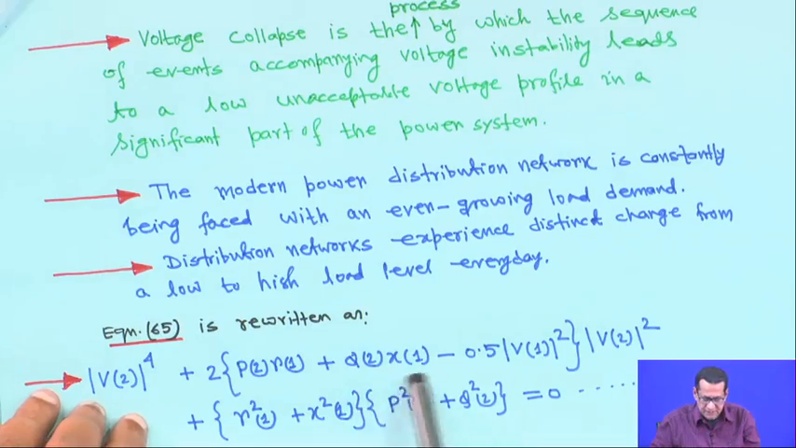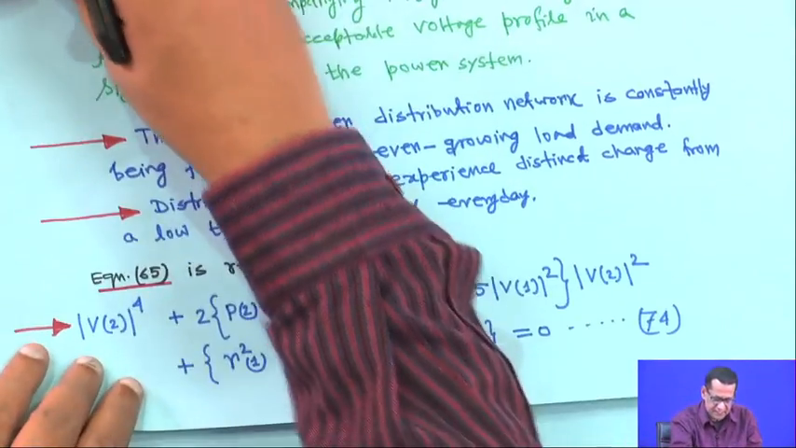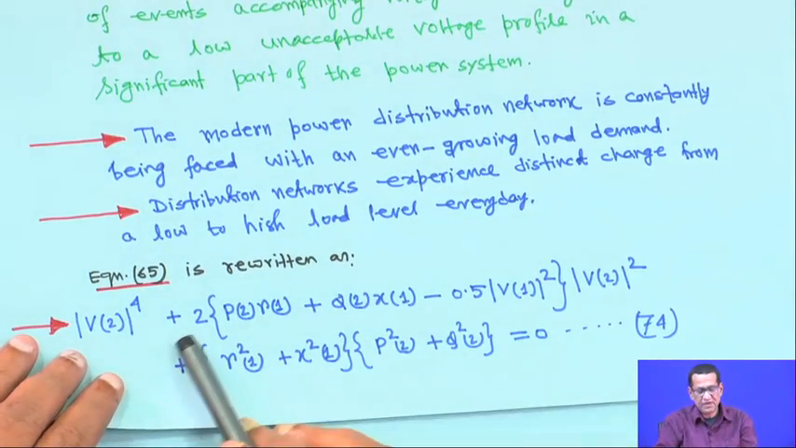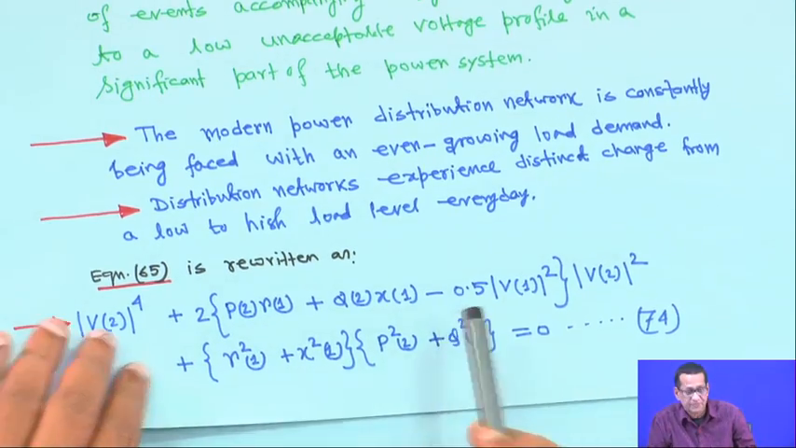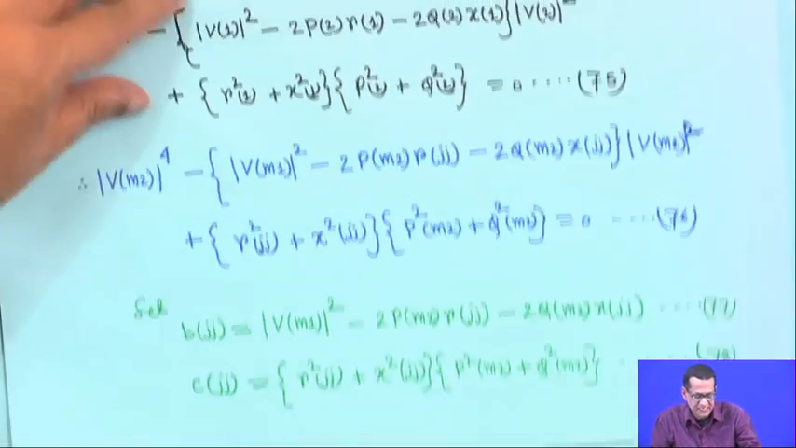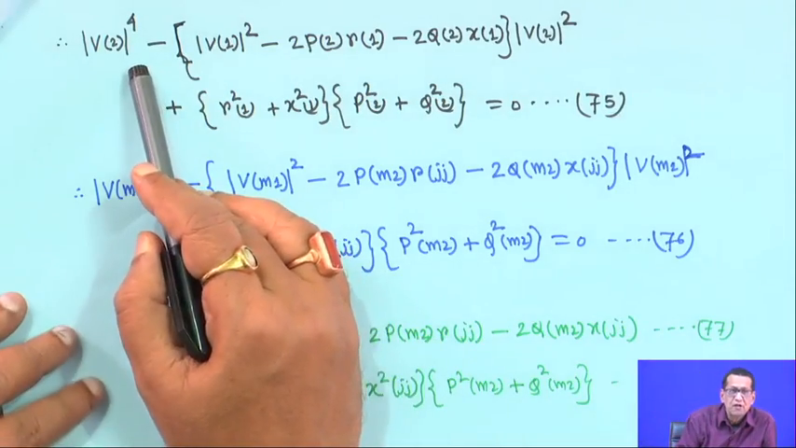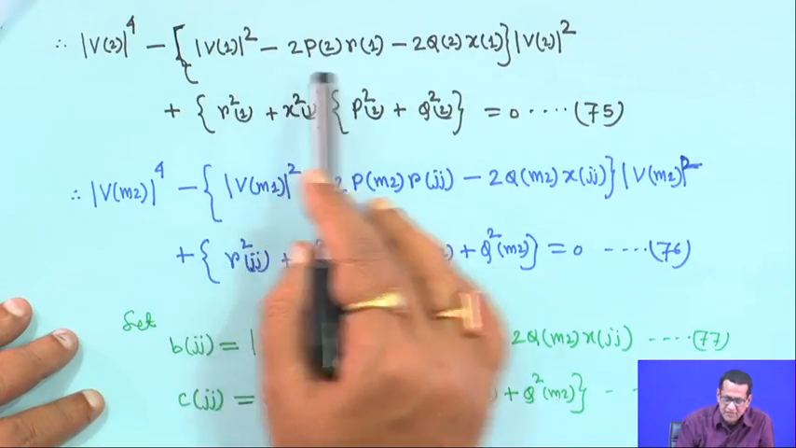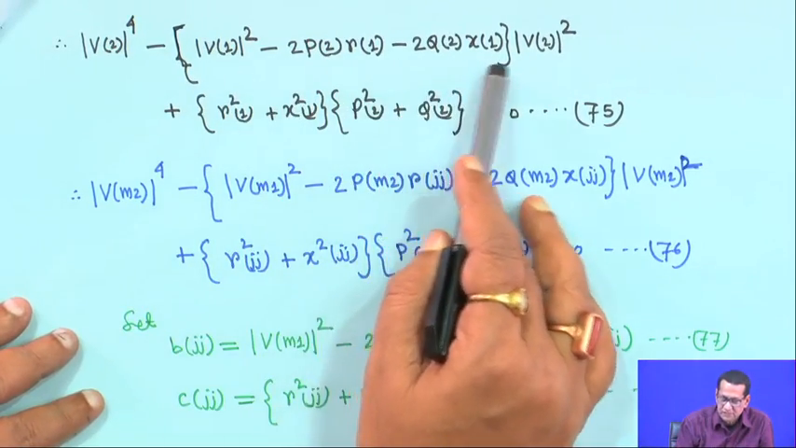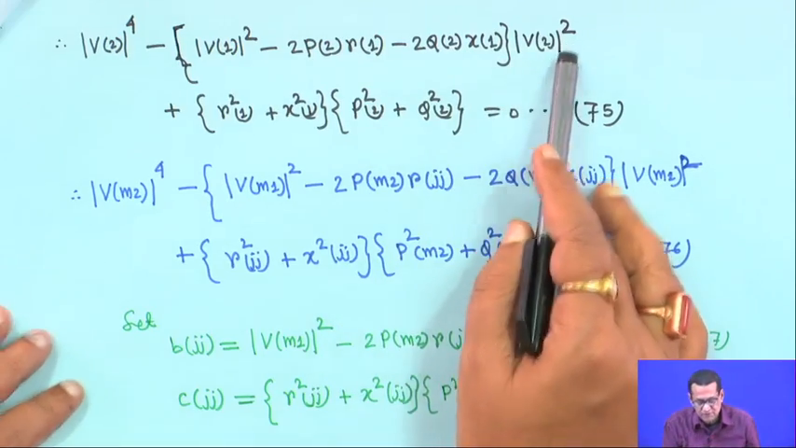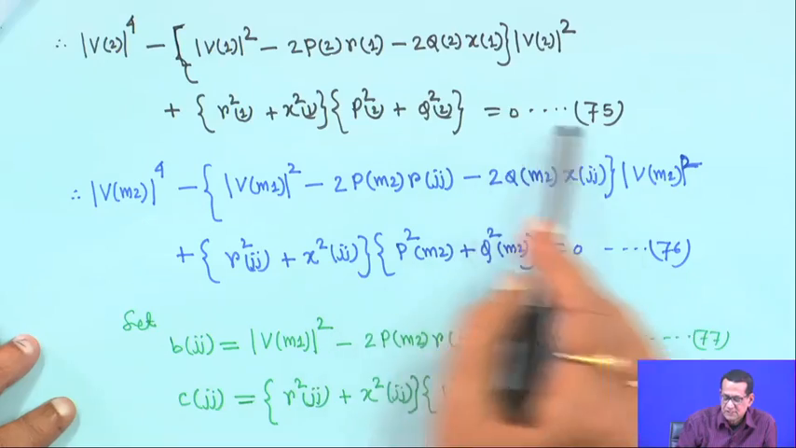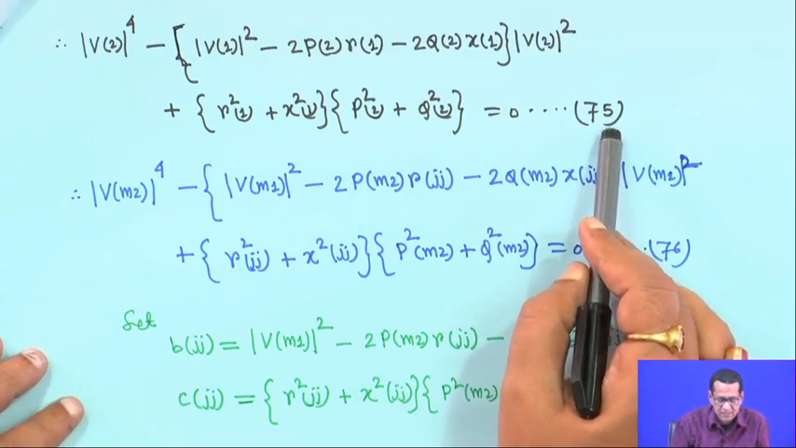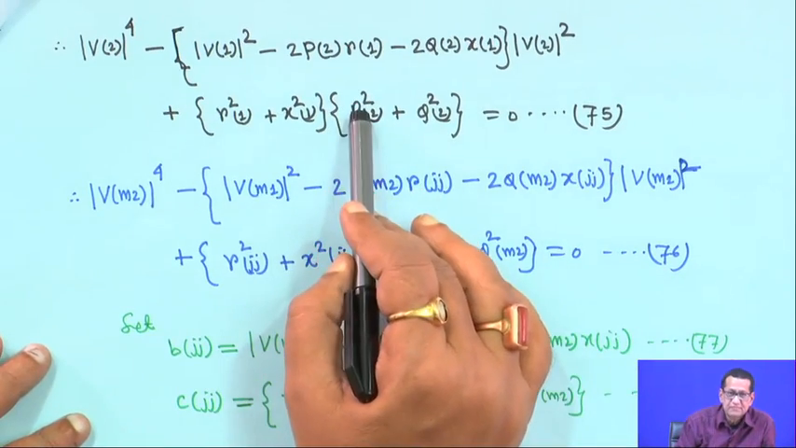In all these equations, what we are doing is, you multiply by this 2 and take minus common in this term. So this equation can be written as V to the power 4 minus (V1 square minus 2 P2 R1 minus 2 Q2 X1) bracket close, magnitude V2 square, plus this term (R1 square plus X1 square) into (P2 square plus Q2 square) is equal to 0. This is equation 75. Now, in general this equation can be generalized.